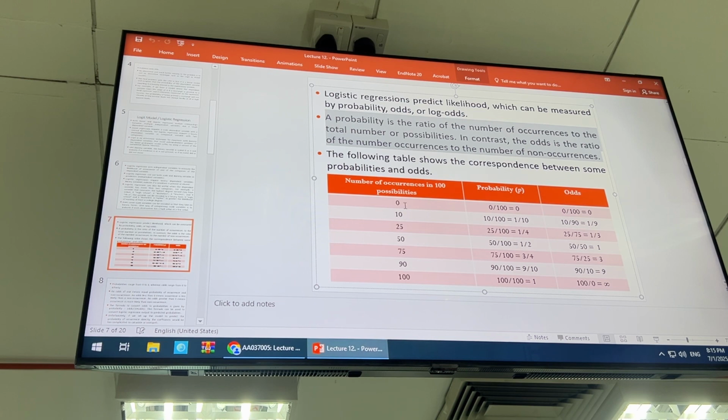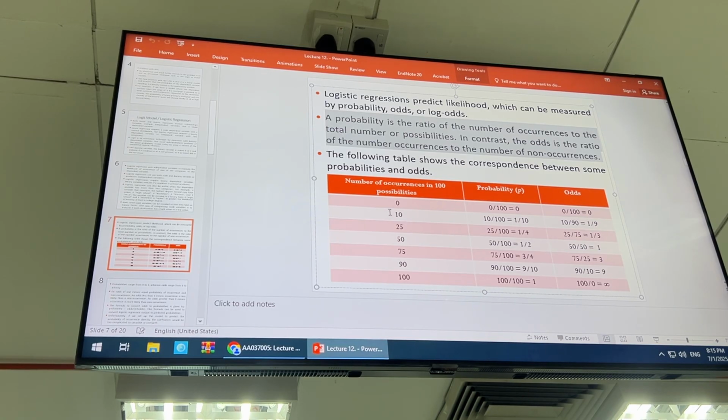Okay, so let's say out of 100 times when you toss the coin, 0 heads, meaning that out of 100 you get all 100 tails. So in terms of probability, it is zero. The number of getting heads is 0 over the 100 times you toss the coin, so probability is 0. Odds: number of occurrences 0 over non-occurrences 100, so the same, 0.